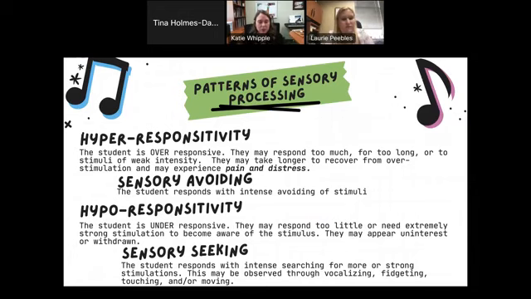So we might have some students who are hyper responsive to certain stimuli. This means that the student is over responsive. They might respond too much. They might respond for too long. Or to stimuli of weak intensity, and they might take longer to recover from some type of overstimulation, and they might literally experience pain and distress.